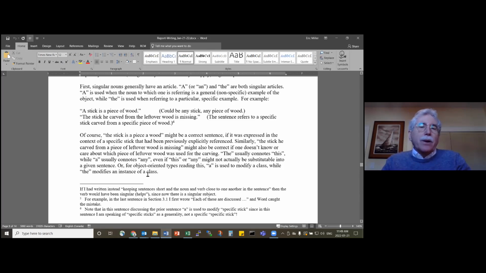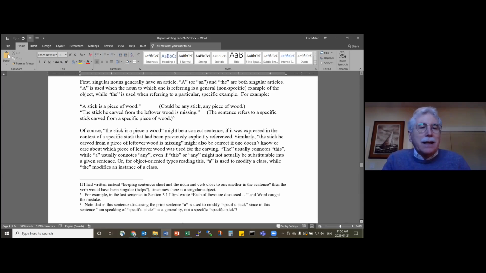And so, the geek in me, I love object orientation. So sort of translating this rule, the generic article is used to modify a class, any stick, all sticks. Well, the modifies it. This class, this stick. I don't know if that helps anybody or not.